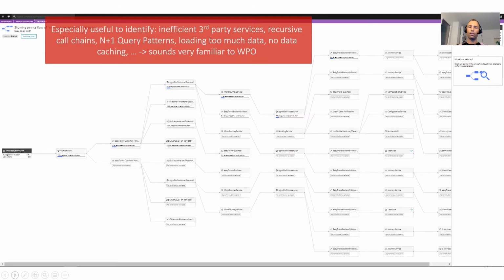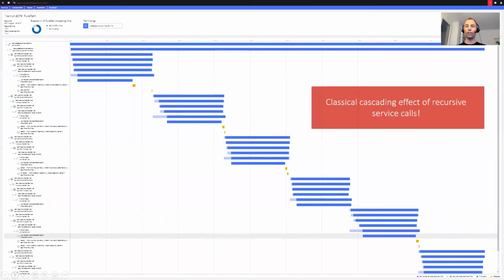We constantly need to look at these traces and see how individual code and configuration changes and architectural changes are impacting my end-to-end distributed architecture.